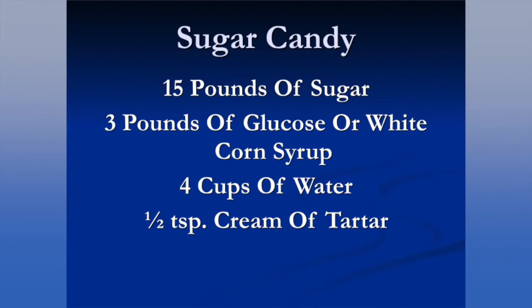All right, I'm just about out of time, but I'm going to give you a recipe for the making of sugar candy. There are lots of recipes out there. This will be just one in case you have colonies that need food to get through the winter. All right, 15 pounds of sugar, 3 pounds of glucose or white corn syrup, 4 cups of water, and half a teaspoon of cream of tartar.